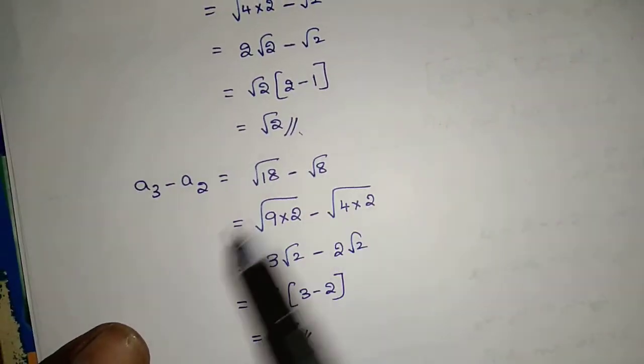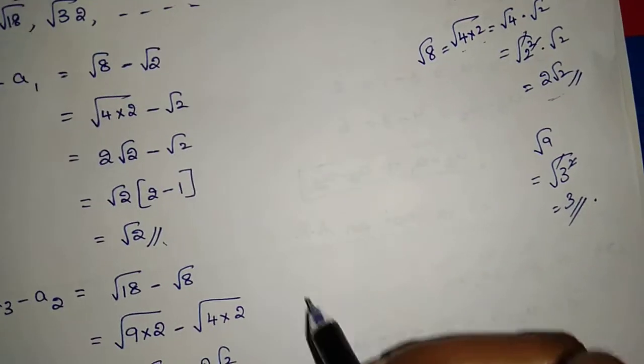What did I get? a2 minus a1 is root 2. a3 minus a2 is root 2. Both are equal, so shall I write here?